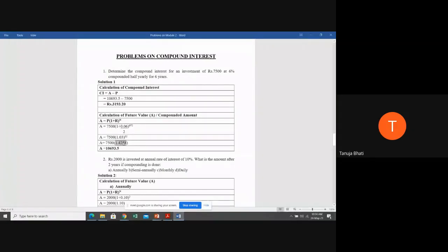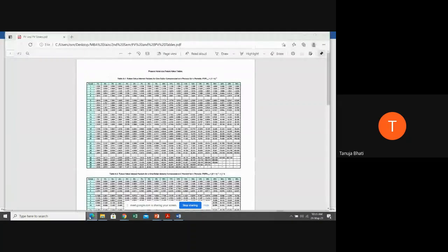So we have got 1.4258. Now when you multiply these two, you get 10693.5. This is your future value, which you're going to write here, and the difference between the two will give you the compound interest, which is 3193.20. Now this same thing, let us solve using a table. So let us use the table to find this out.